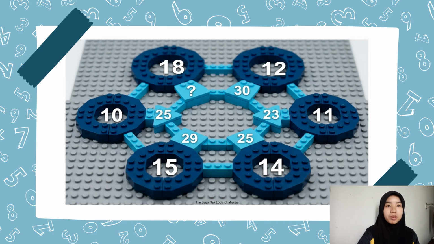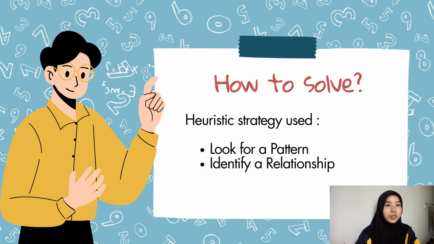So the problem here is to find the number in the question mark triangle. To find a solution, we need to analyze the pattern or the relationship between those numbers in order to find the question mark. Now the crucial part is how to solve it. The heuristic strategies that have been used in this problem are, first, look for a pattern, and second, identify a relationship.